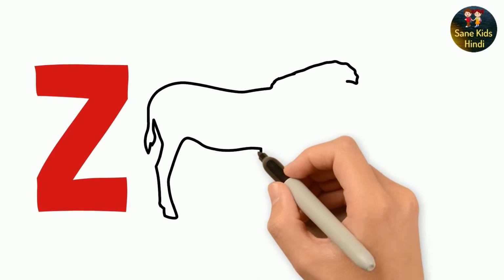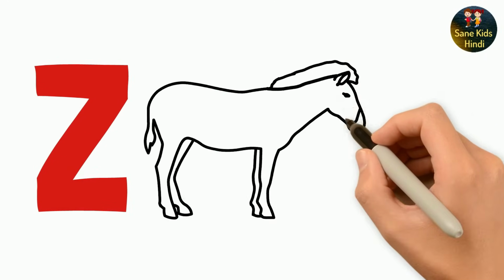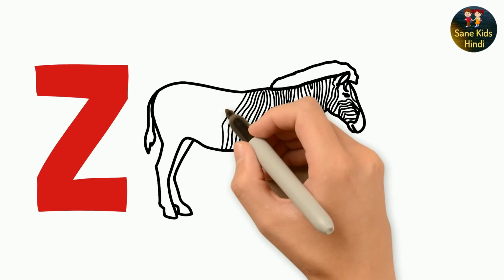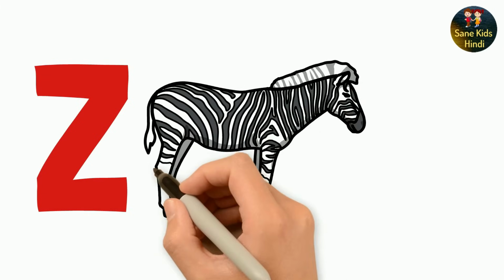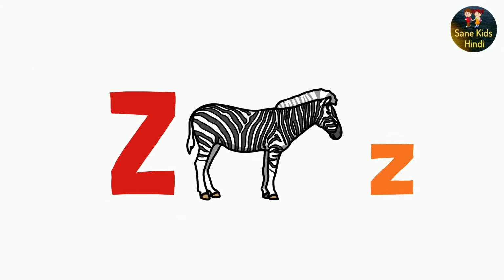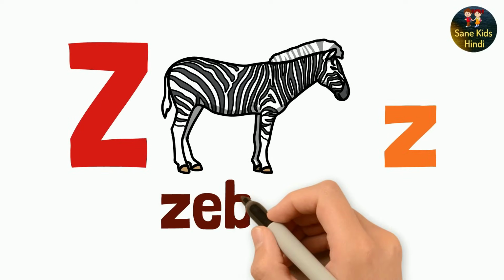Z. Z for zebra. A, B, C, D, E, F, G. Z for zebra.